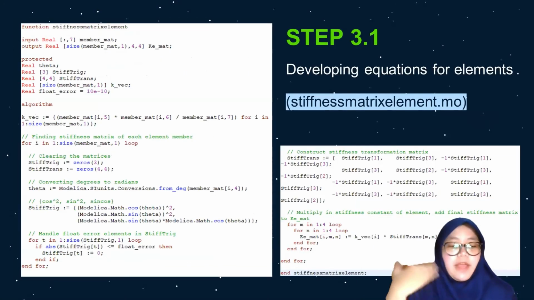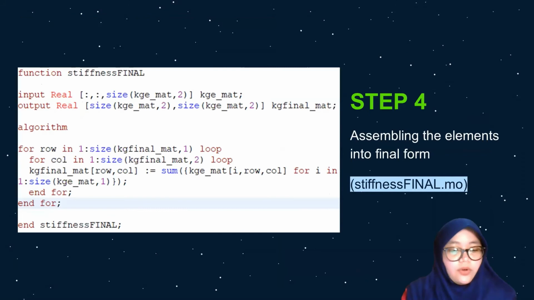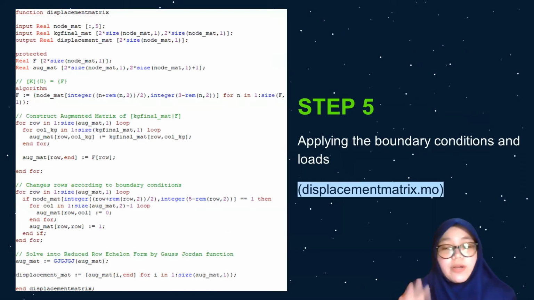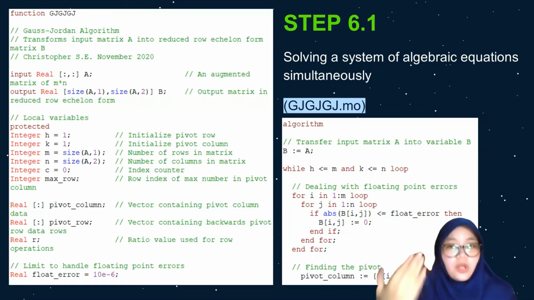Third step, developing equations for elements. The equation will be used for the next step. Here we need to convert the stiffness into global format. We're going to find the corresponding global matrix coordinate and transfer the value into its position in global format. Fourth step, assembling the elements into final form. Fifth step, we are going to apply the boundary conditions and loads. Sixth step, it's time to solve the system of algebraic equations simultaneously.